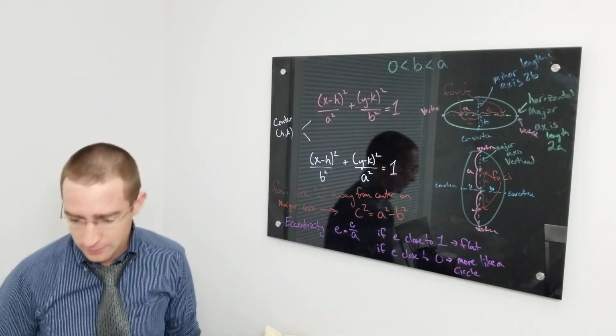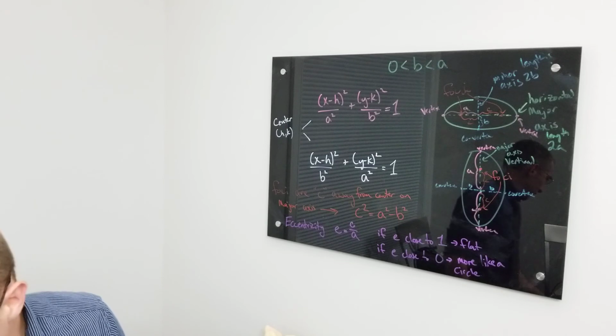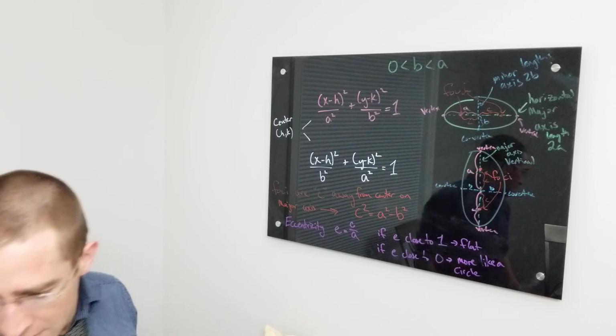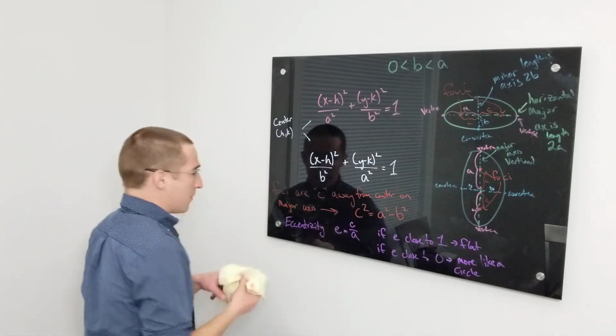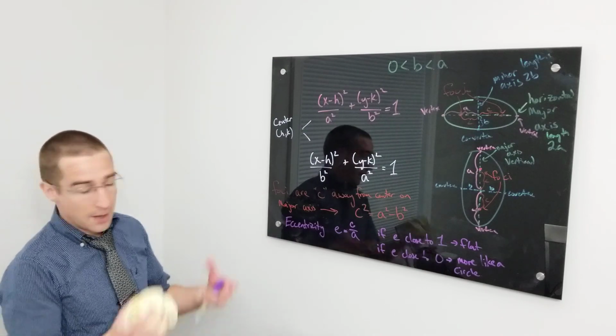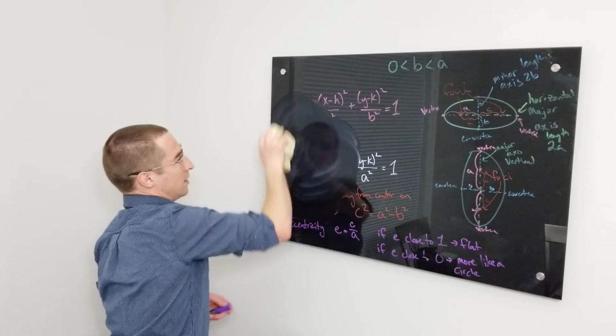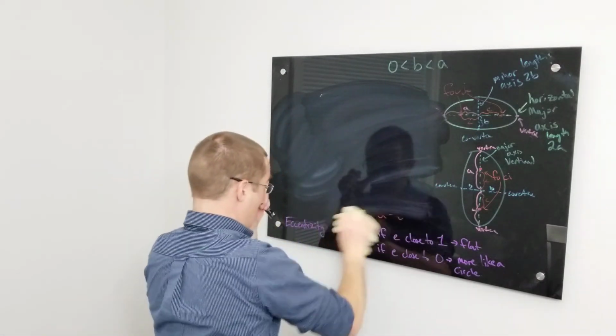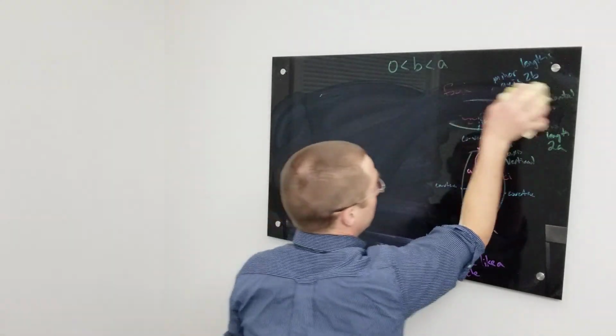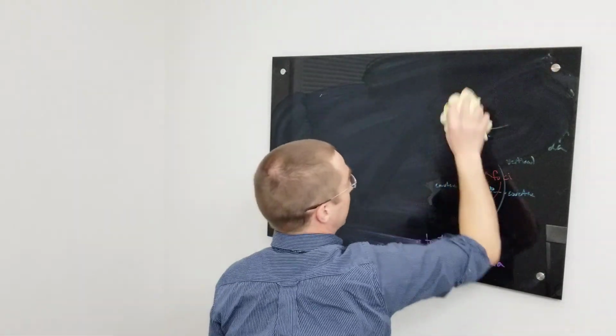Okay, so let's go ahead and start our first example of writing the equation from some given information, putting it in standard form, and then finding the rest of the information.